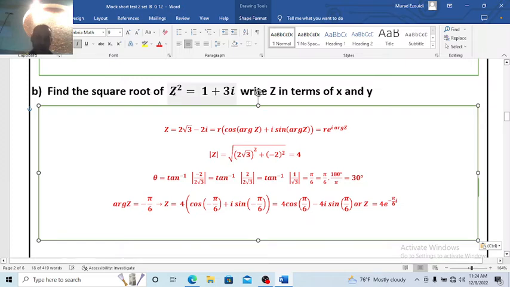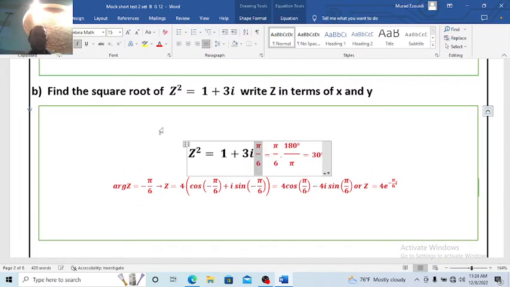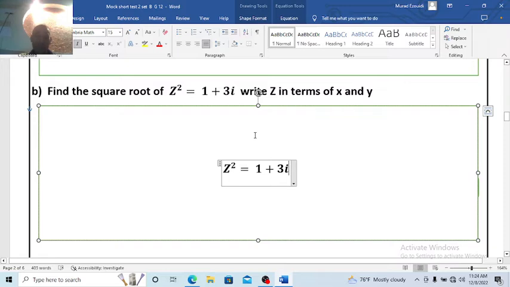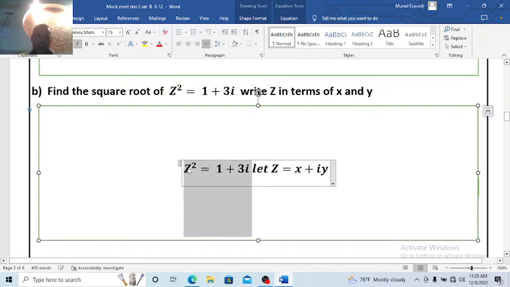Therefore, my daughters, I will try to write this first. I will erase all of this. Now I will try to solve this one. Let z equal x plus iy. Clear? Then, as in the first question, you can see the complex number z is squared, so you should square this number. Means z square is x plus iy all squared. I will just continue solving.